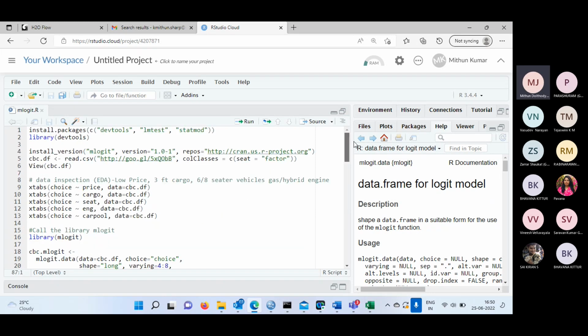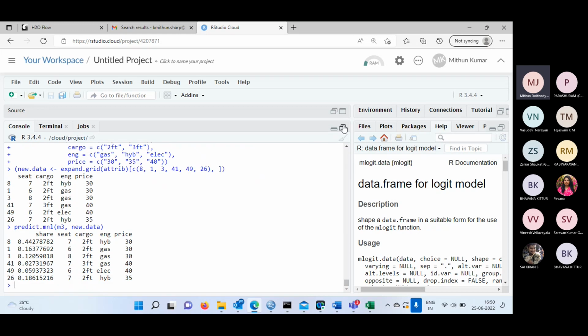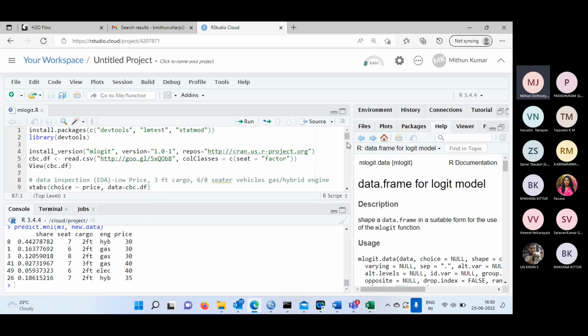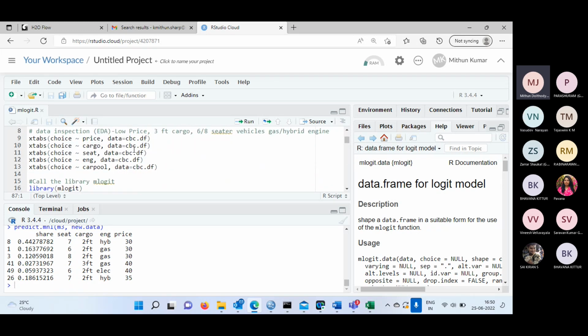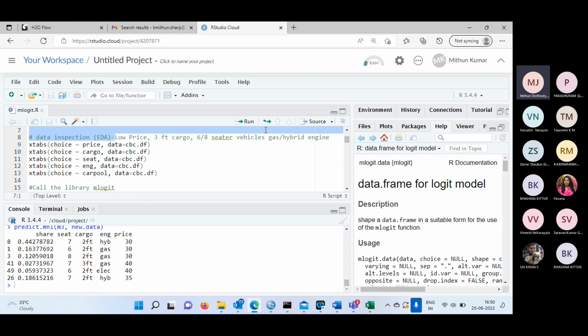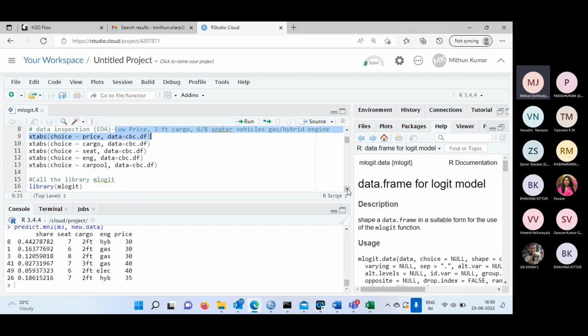Let me just do a very high level recap, guys. I think we have covered quite a bit today. The initial bit is fine, wherein we were pulling the code and such things. Then we did a bit of EDA, choice versus price. This gave us some idea. If you look at line number 8, I've summarized this. Low price vehicles, 3 feet cargo, 6-seater vehicles, and gas engine are the ones getting a positive response.